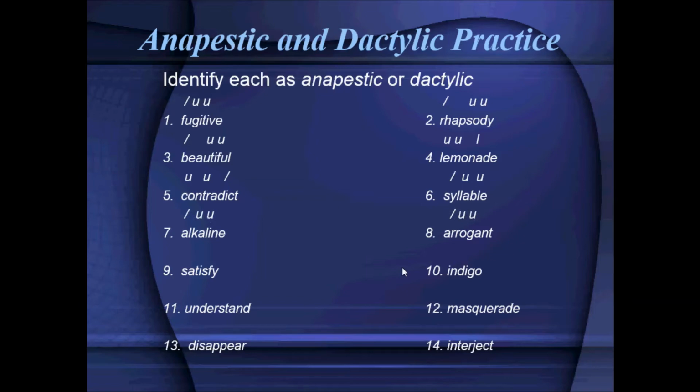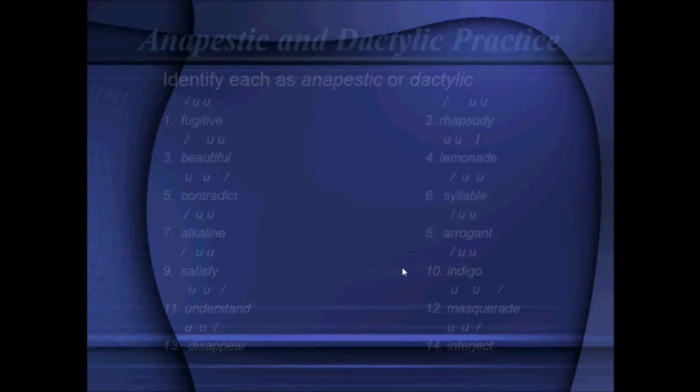Alkaline, again, a strong start to that word. So dactylic and arrogant as well. Satisfy and indigo as well. Understand and masquerade. I can't even say it without stressing that last syllable. Understand. Masquerade. Both of those are anapestic. Disappear, strong peer at the end there, and interject, also anapestic.